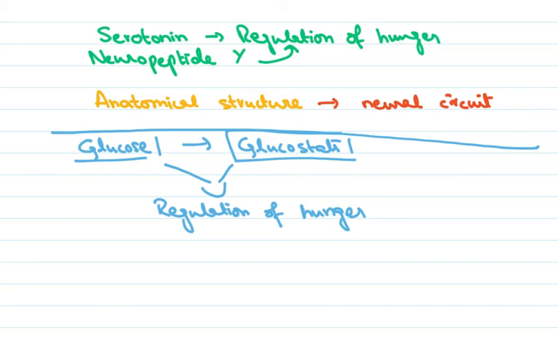I hope that all of you know what glucose is, right? Glucose is basically a simple sugar, and it's a source of energy. So basically, these glucostats that you have are neurons that are sensitive to the level of glucose in the blood, right?